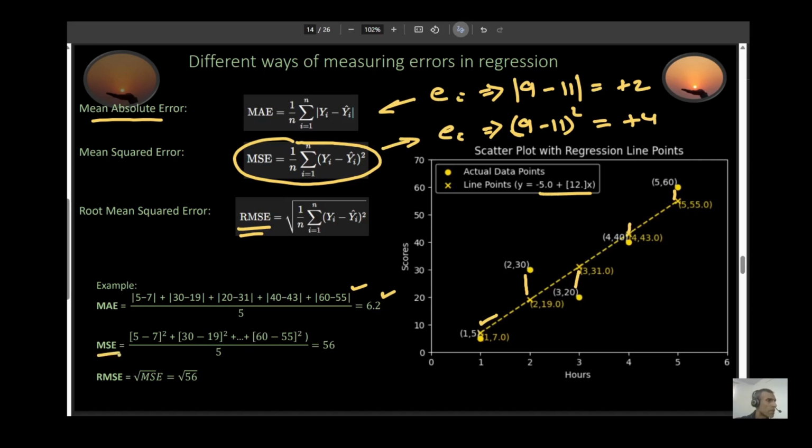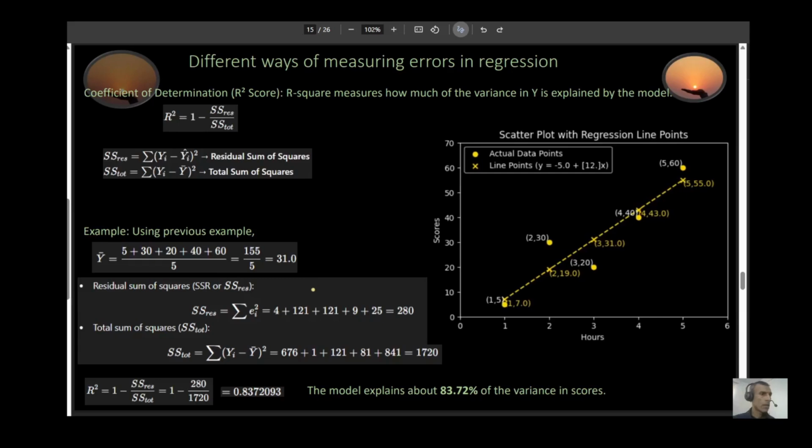In this case, my MSE, which is mean squared error, I'm doing the same thing, but I'm squaring each term now. And the answer will come out to be 56. My root mean squared error would be the square root of the MSE, which comes out to be root 56. Now, another term that you'll come across in linear regression is R square.